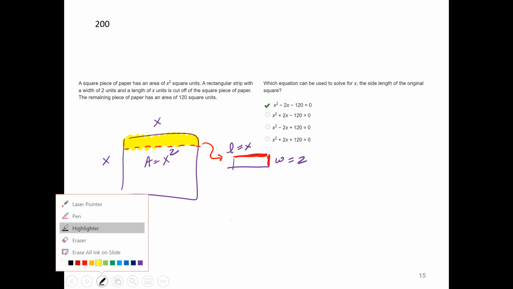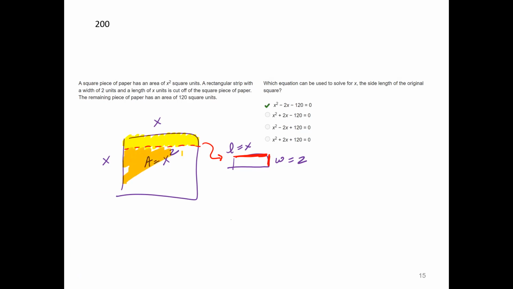So what's left here is going to be this orange area right here. I'm going to go ahead and redraw this orange area. So what's left is this orange area, and that area is 120. You know that this is still going to be x, but this part right here is just going to be x minus 2. Which equation can be used to solve for x, the side length of the original square?